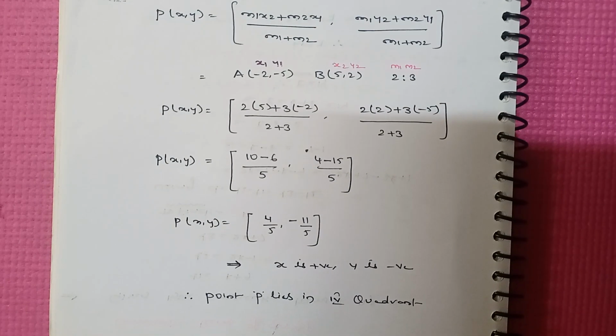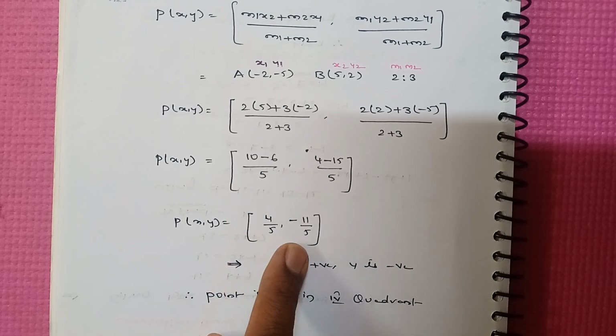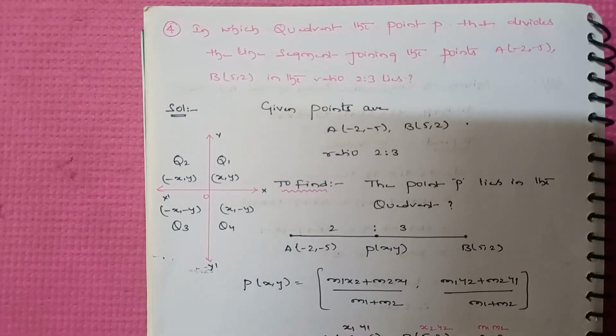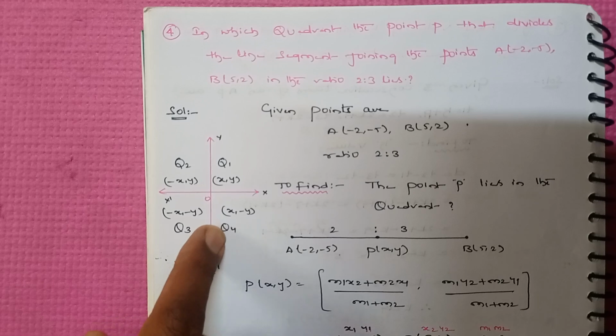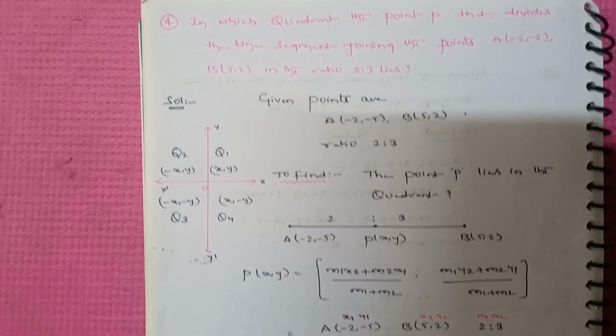So what we get? We got the x value as a fraction, that is a positive value, and the y value as negative. So x is positive, y is negative. In which quadrant? Guys, x is positive, y is negative, so it lies in the fourth quadrant. Okay, I hope you understand this sum.